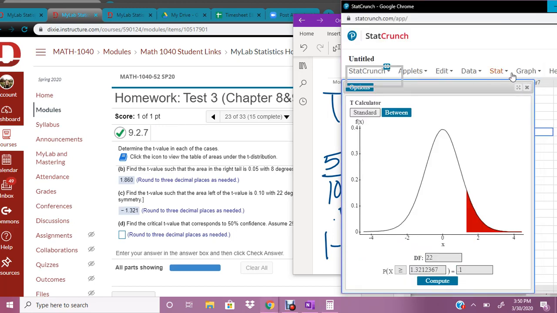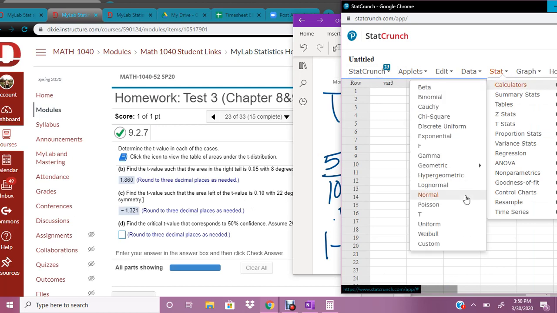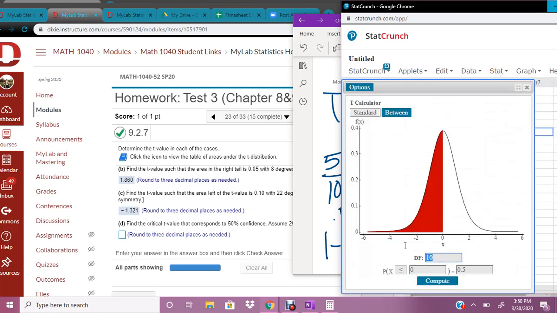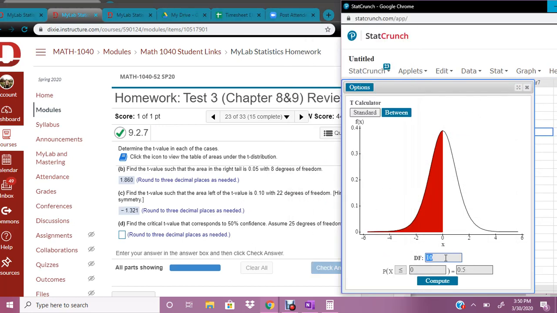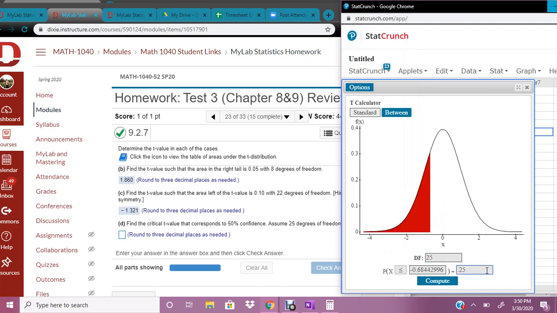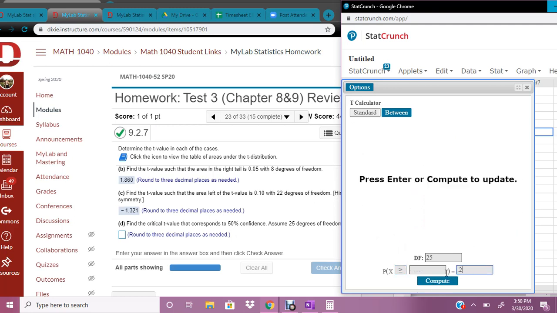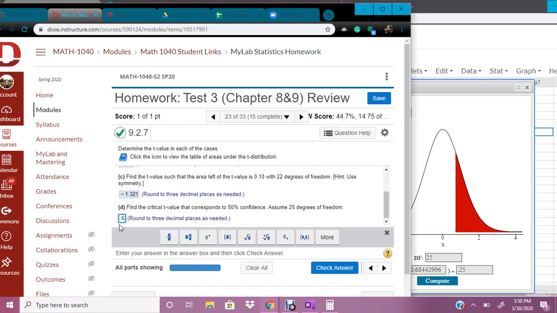And so once again, for this one, we're going to use t-stats, or our t-calculator. Our degrees of freedom, it tells us right there is 25. And then that 0.25 that we found is right there. We need to switch this around so that it's on the right. And that's our value right there.